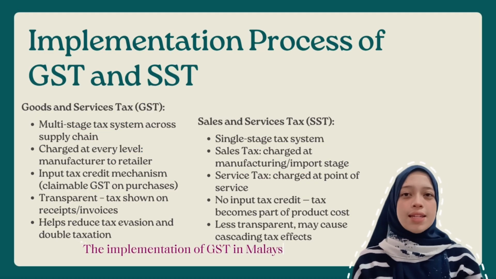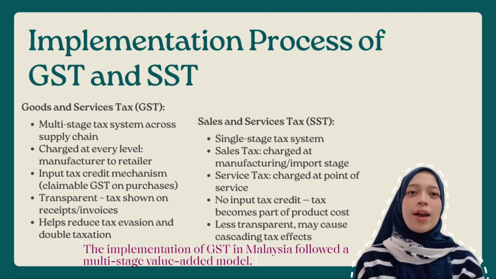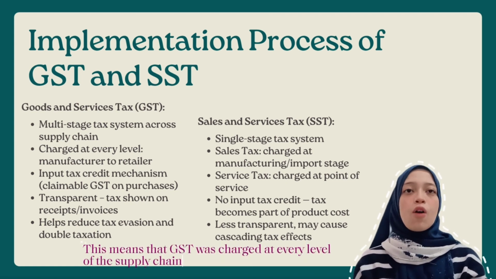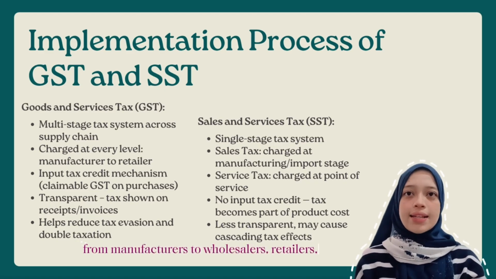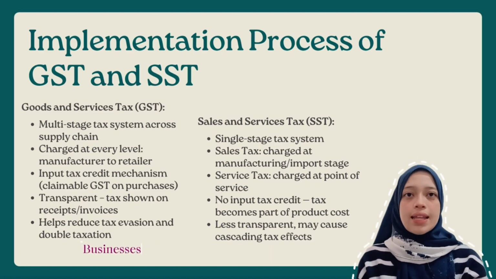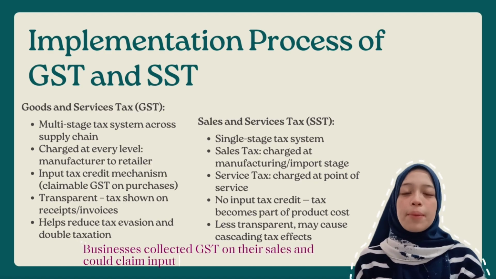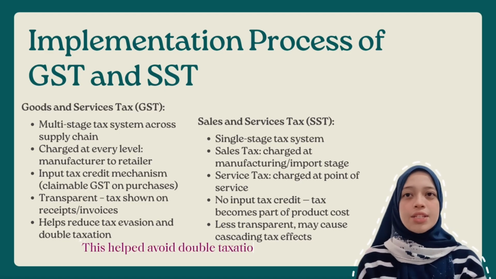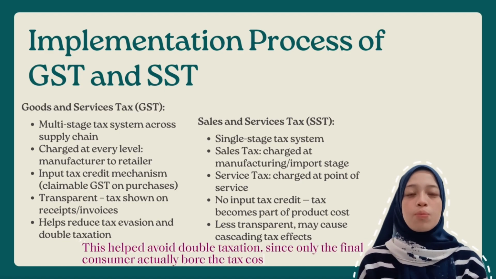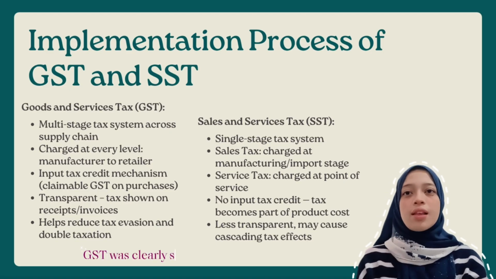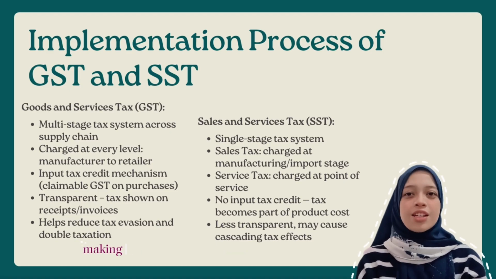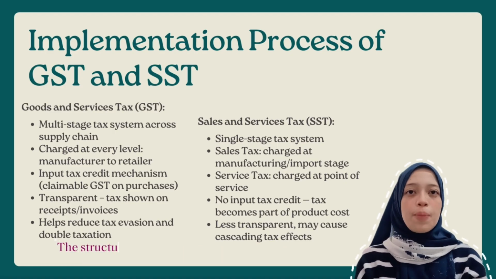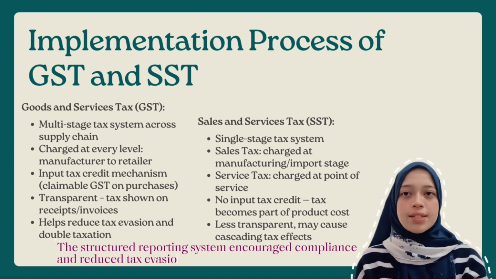The implementation of GST in Malaysia followed a multi-stage value-added model. This means that GST was charged at every level of the supply chain, from manufacturer to wholesaler, retailer, and service provider. Businesses collected GST on their sales and could claim input tax credit on the GST they paid for purchases. This helps avoid double taxation since only the final consumer actually bore the tax cost. GST was clearly shown on invoices, making it transparent for consumers and easier for businesses to manage. The structured reporting system encourages compliance and reduces tax evasion.